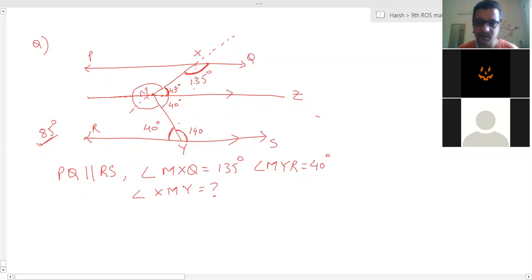So, Kaushal, now since MZ is parallel to RS, can we write this angle plus this angle is 180 degrees? Because of co-interior angles. Yes, sir. So this is 140, and 180 minus 140 is 40. So XMY is what? 45 plus 40, 85.